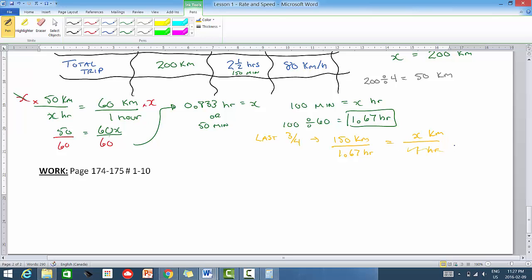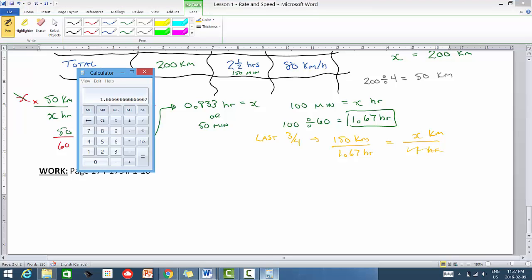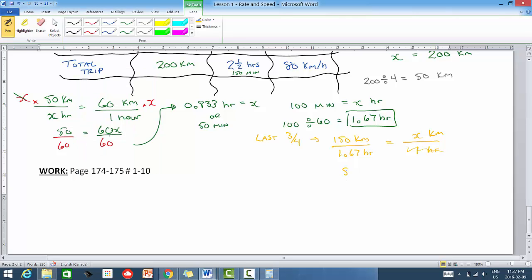We just do 150 divided by 1.67. So we're going to go 150 divided by 1.67, and it gives us 89.8 kilometers an hour. So 89.8 kilometers an hour equals X. Now, I'm going to fill that in here.